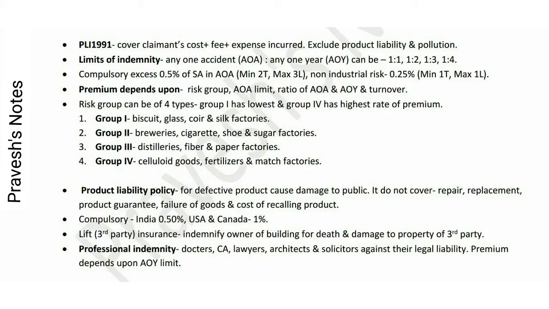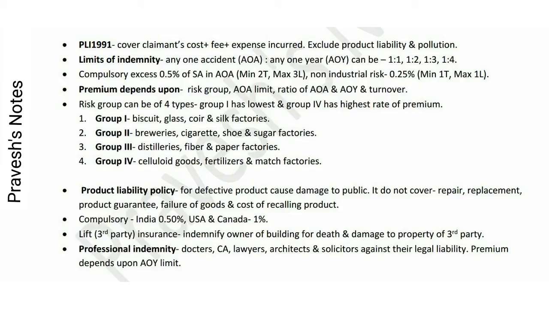First, in Group 1 comes biscuit, glass, coir and silk factories. Second, in Group 2 comes breweries, cigarette, shoe and sugar factories. Third, in Group 3 comes distilleries, fiber and paper factories. Fourth, in Group 4 comes celluloid goods, fertilizers and match factories.